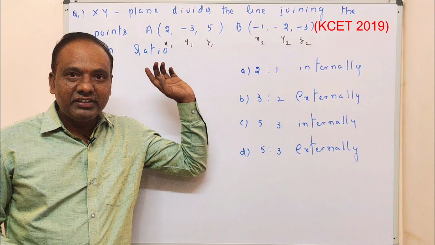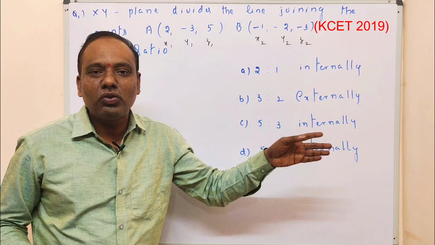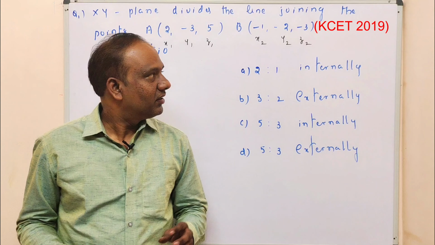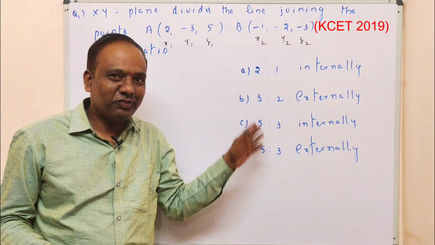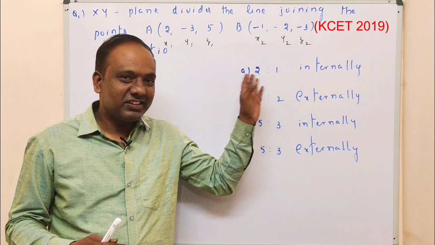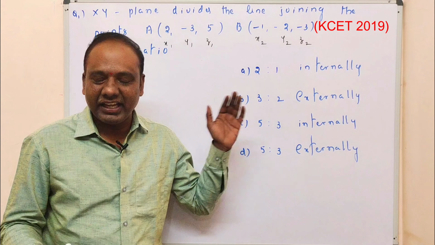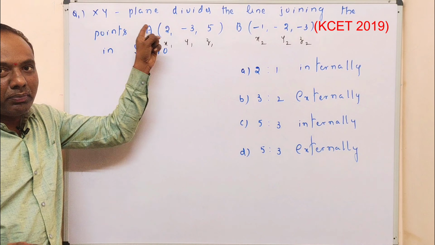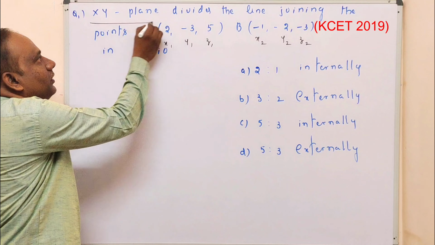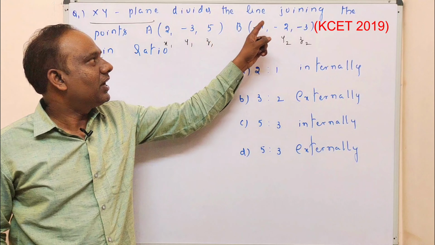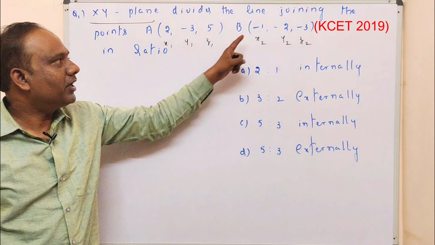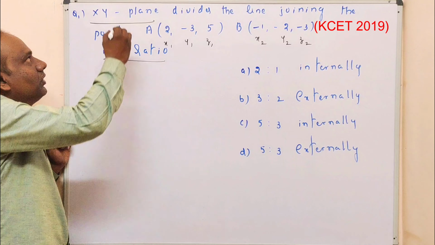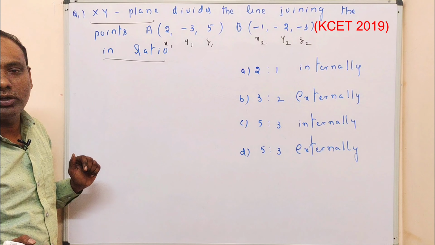This question was given in 2019. This type also has a total of 3 questions. The board is not sufficient, so I am planning to do this question first, and then the next and the next. Please remember this point: the XY plane divides the line joining the points A and B in what ratio they asked. So remember these 2 points, ratio and the XY plane.